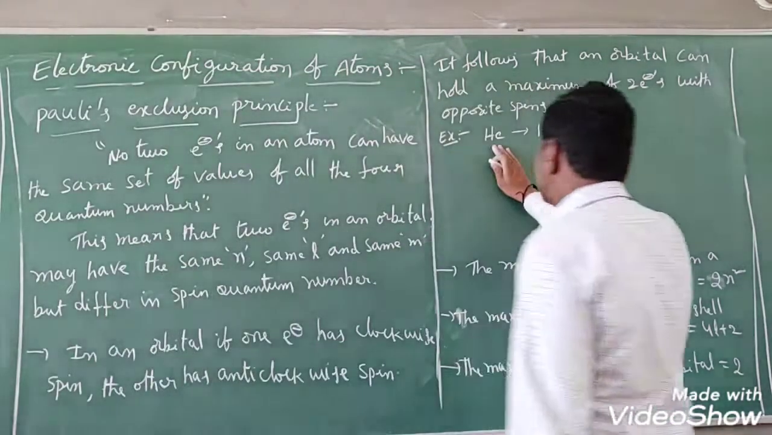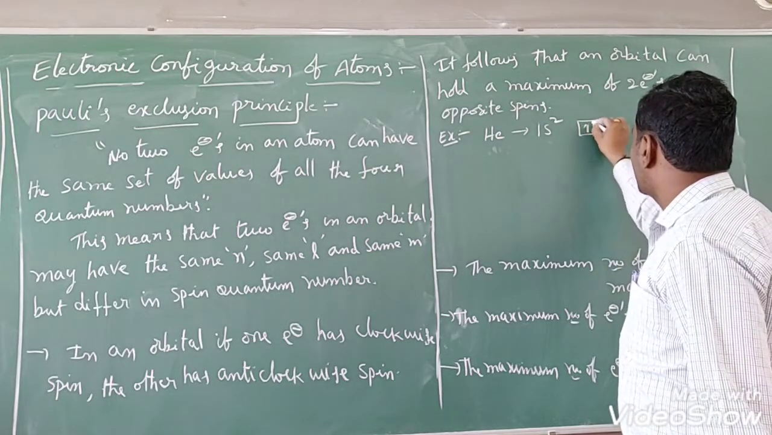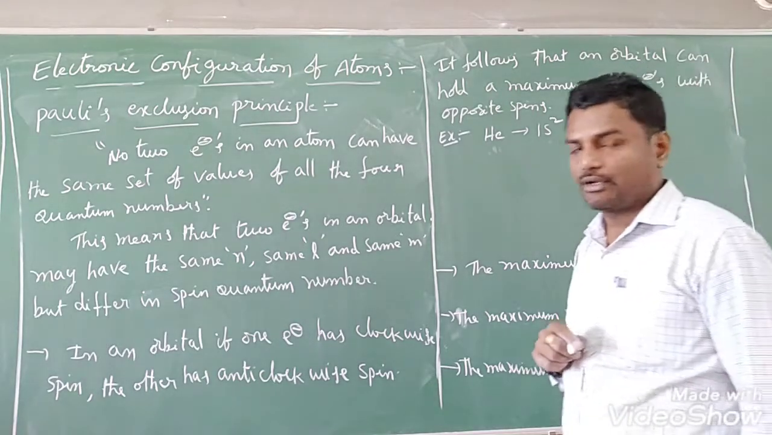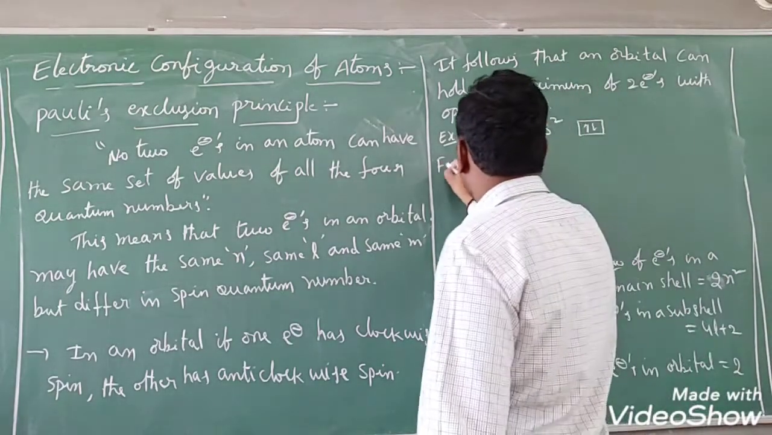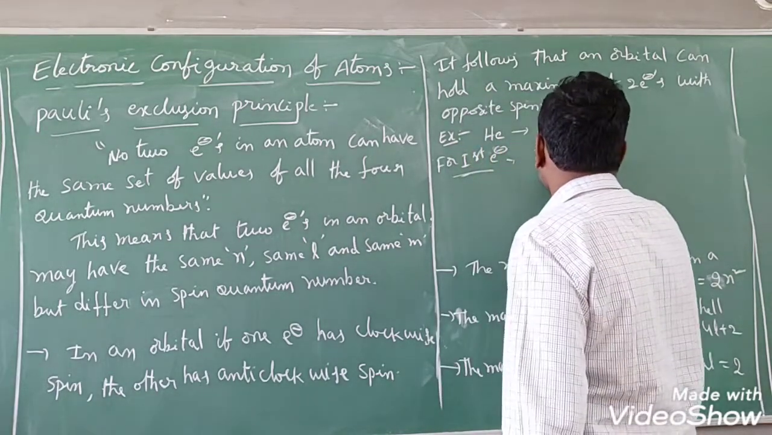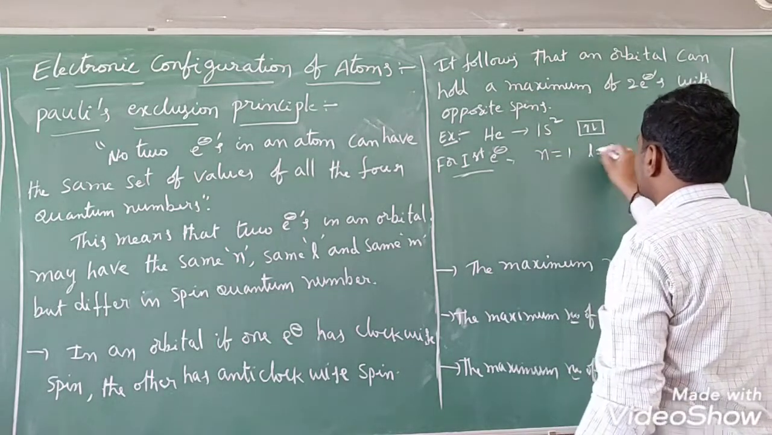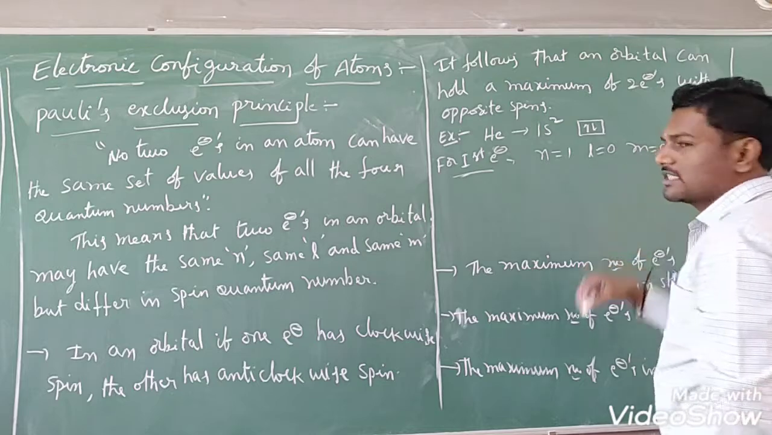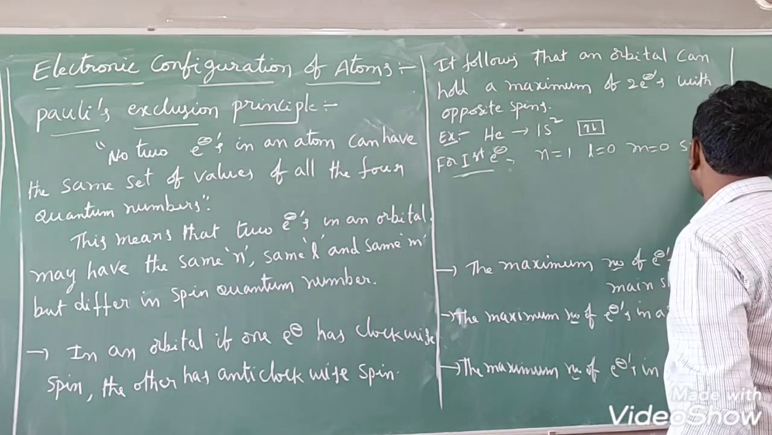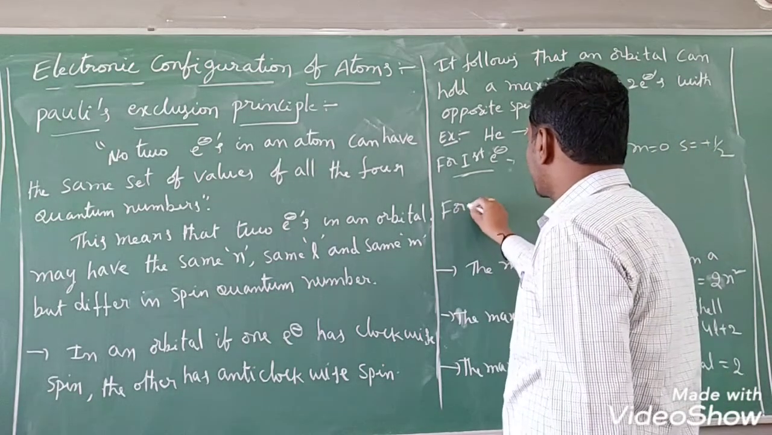Suppose you take helium. What is the electronic configuration of helium? 1s2. 1s2 means the orbital picture is this one, right? One electron is in the upward direction, the other electron will be in the downward direction. We know that already. So for the first electron, if you observe the n value, l value and m value. What is the n value here? 1. For s subshell, what is the l value? 0. Then what is the spin quantum number for the first electron? Upward direction means plus half.